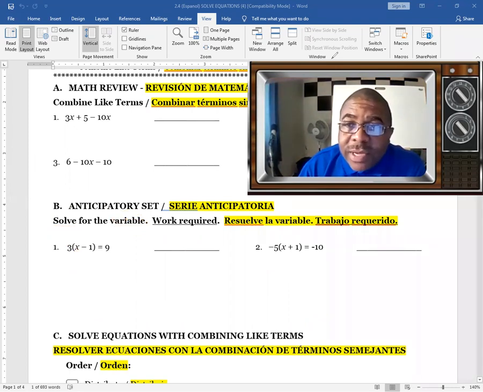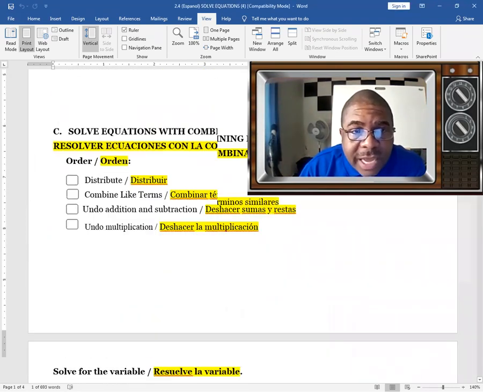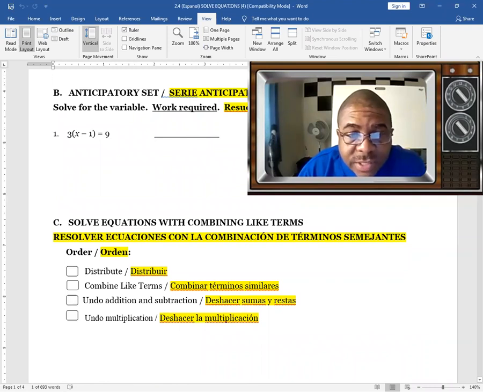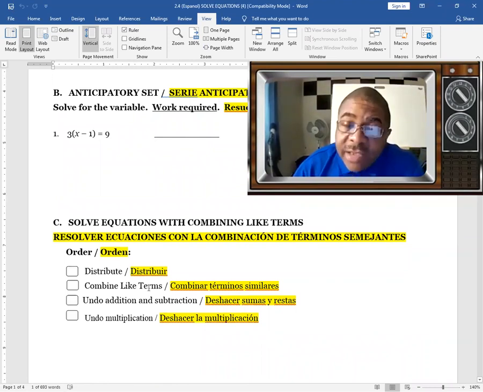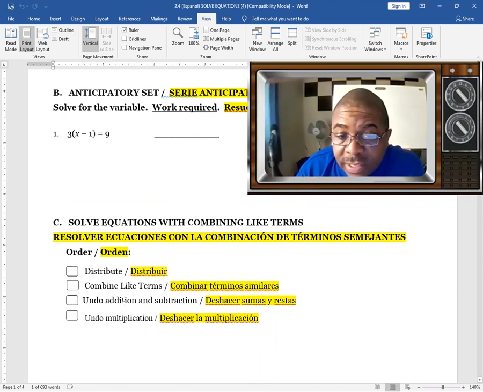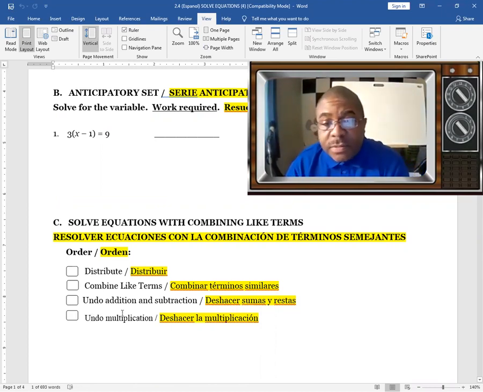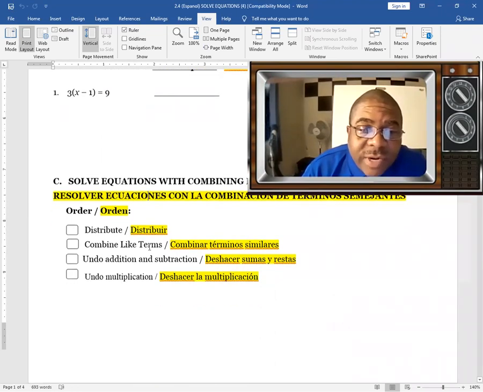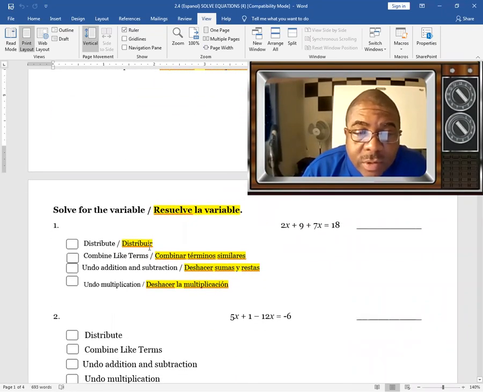A lot of work. Okay, but you can do this pretty quickly. And this is the process that we did. We distributed, we combined like terms, if that needed to happen. Then we undid using addition and subtraction. And then we undid using multiplication or division. So let's put this in practice one more time.